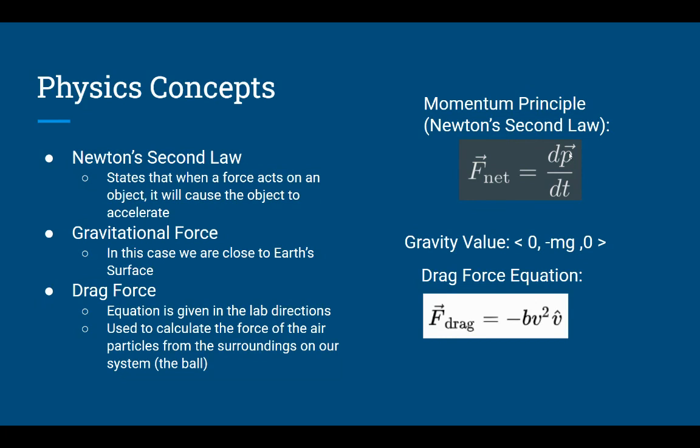So for our physics concepts, we have the momentum principle, which is Newton's second law. And then we have the gravitational force, which, since we are close to Earth's surface, is the vector 0, negative mg, 0, with m being mass and g being gravity, 9.8. And then we have drag force, which is given in the lab directions, which is F drag is equal to negative b, which is a constant which we find based on our system, times v squared.